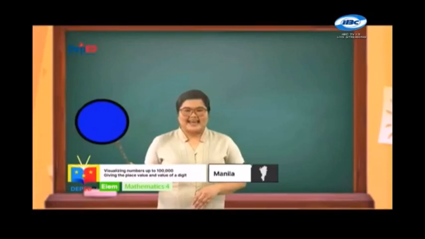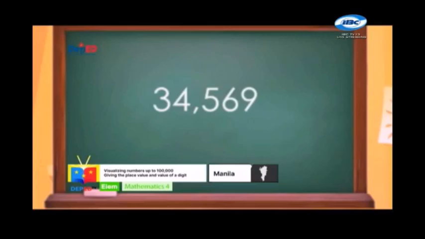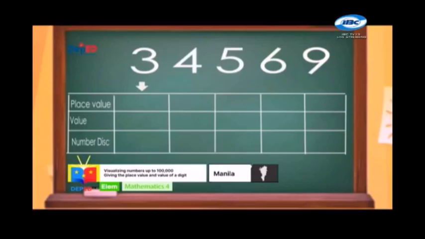Let's try it! In 34,569, the 10,000's place is a digit of 3. To get its value, multiply 3 to 10,000. And the answer is 30,000. Then we will draw 3 discs. Thousands place is a digit of 4. Multiply 4 to 1,000, so it has a value of 4,000. Then, we will draw 4 discs on the table.